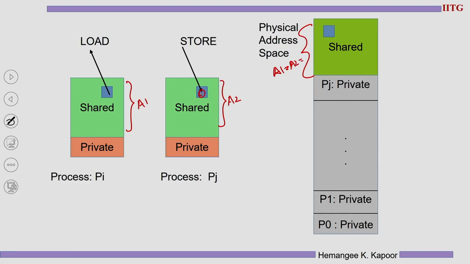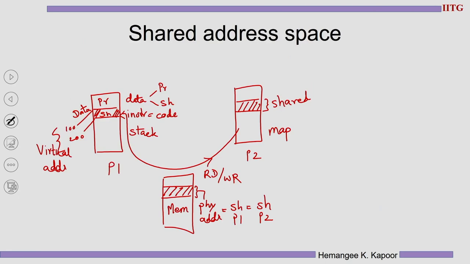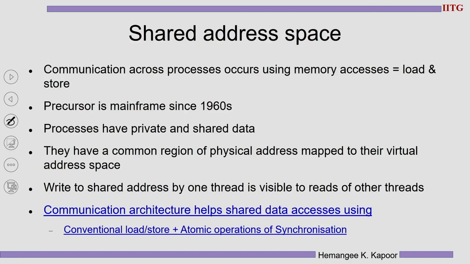And this blue is the data item which is being shared. So here PJ, process J, is going to write to that data item, and process PI is going to read. So there is a load here and a store there. So this green address space is essentially shared by several processes in a shared address space. Okay, so that's how the mapping of addresses is. So a write to a shared address by one is visible to the reads of others, because we are going to write to the same physical location, which may be mapped to different virtual addresses across the different processes.